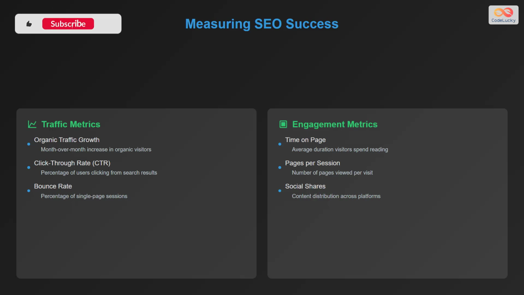To measure search engine optimization success, you can use traffic metrics and engagement metrics. Traffic metrics include organic traffic growth, click-through rate, and bounce rate. Engagement metrics include time on page, pages per session, and social shares.